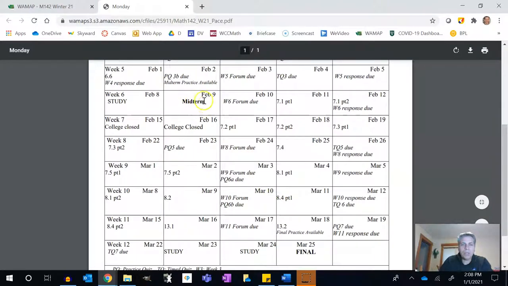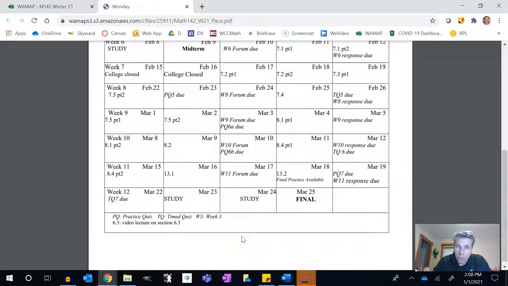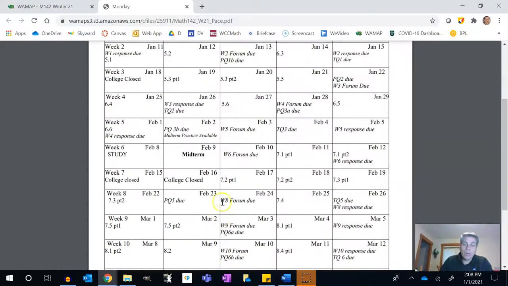You can see the midterm on here, February 9th. You can see the final on here, March 25th. So if you print this out and keep it, the only reason this would be changed is if something really strange happened. We don't even have to worry about snow days, so I'm not sure why it would change. It might, but probably not. And if it does, I would give you a lot of heads up about it. Print this out, refer to it often, and make sure that you don't miss any deadlines.